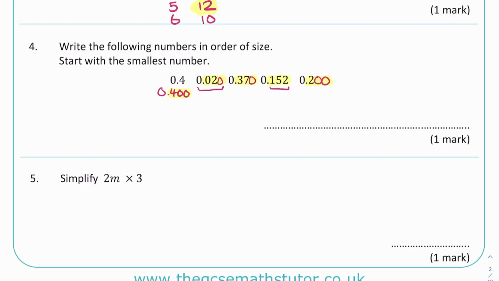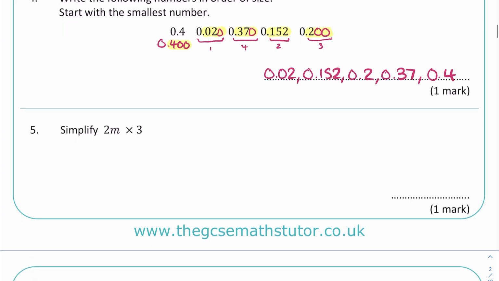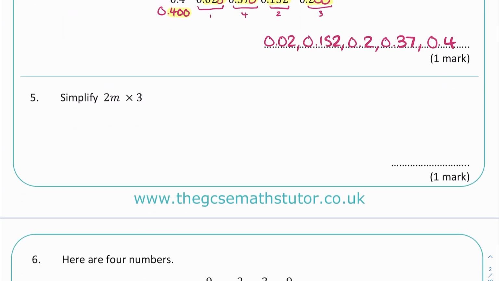So start with the smallest, that was our 20, so that would be number 1. So that was 0.02. The next smallest number was 152, so this would be our second, so 0.152. Then our next smallest is the 200, this one here, so 0.2. Then we've got the 370, that'll be our fourth, so 0.37, and then our final number is 0.4. So there we go, just going through those carefully. Again, around about the speed that I'm doing it, you don't want to be rushing these earlier questions as we've already mentioned.